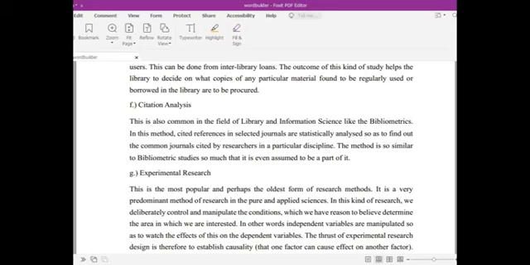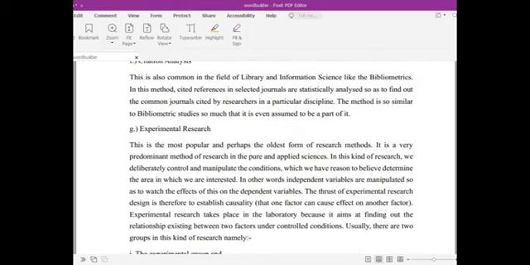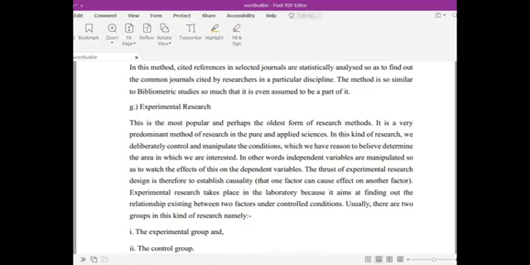In this kind of research, we deliberately control and manipulate the conditions which we have reason to believe determine the area in which we are interested. There's something you call control. You have the control, and then you have the other one that you want to manipulate. In other words, independent variables are manipulated so as to watch the effects of this on the dependent variable.